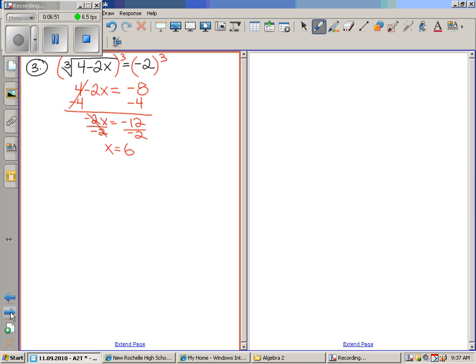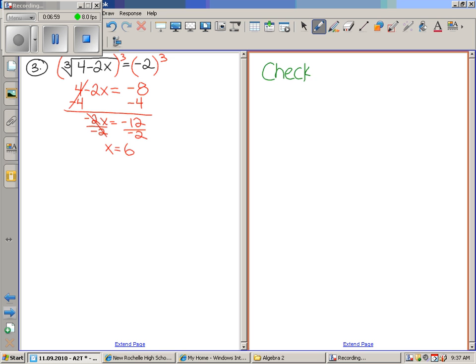Yep, this is the last topic that we're learning before our test. Check. And so we're going to take our original equation, we're going to plug our answer back in.